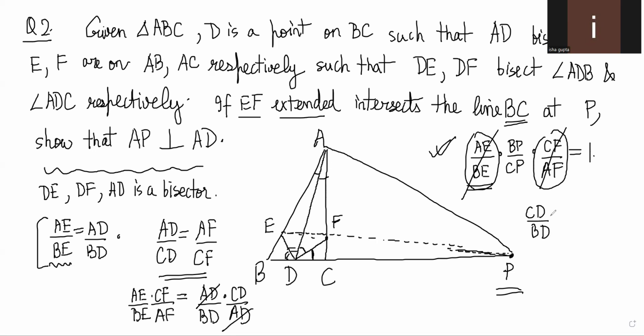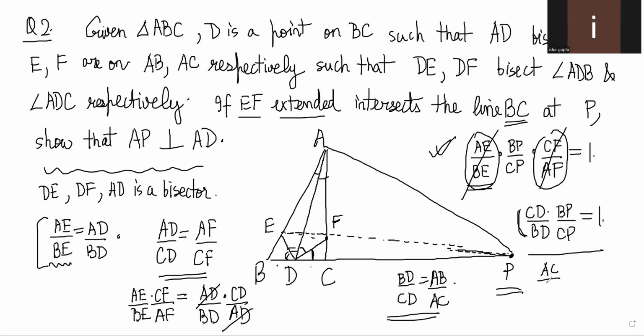So CD by BD times BP by CP is equal to 1 is coming, right? Now, for the main bisector AD, we can say BD by CD is equal to AB by AC, right? So from there, we can say that CD by BD here will become AC by AB, right? AC by AB into BP by CP is equal to 1, right?